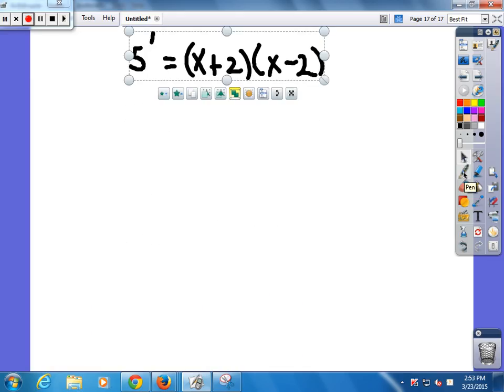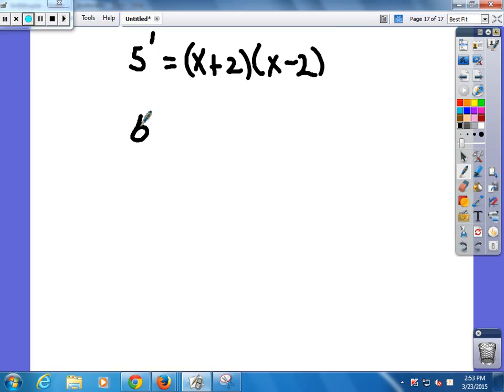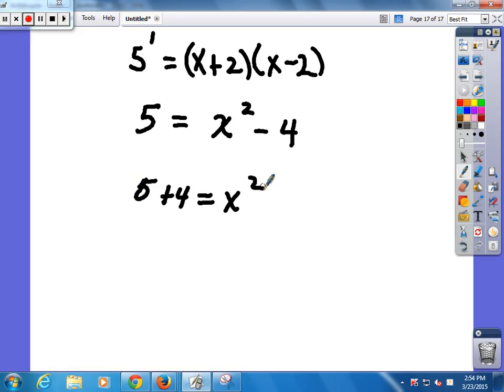So 5 to the first power is 5. Is equal to x squared minus what? 4. Shortcut number 3. And you can solve this two different ways. You could set it equal to 0 and solve, which is the same answer as if you brought the 4 over. So 5 plus 4 is equal to x squared. 9 is equal to x squared.